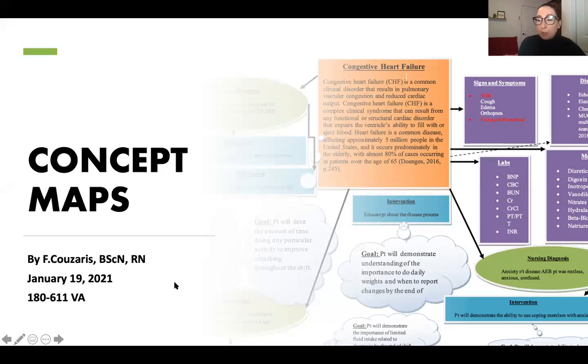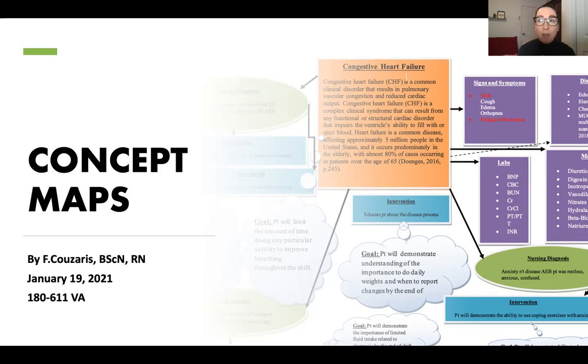So concept maps are not a new tool for you. You've seen them before in MedSurg, so in 311 and 411. The goal for the next 10, 15 minutes is to review the type of concept map that we will be using in 611 and what is expected of you in the clinical assignment that will be due eventually in February.